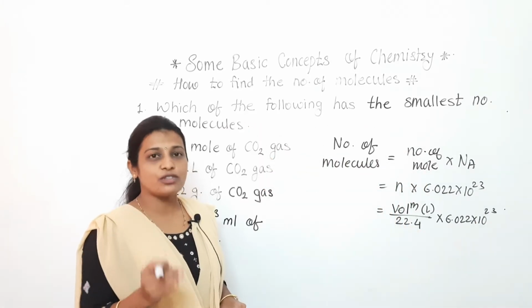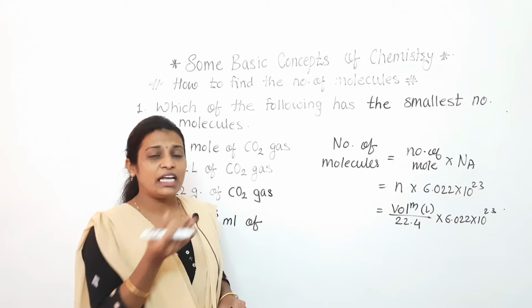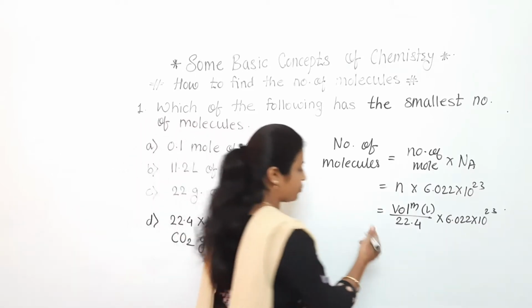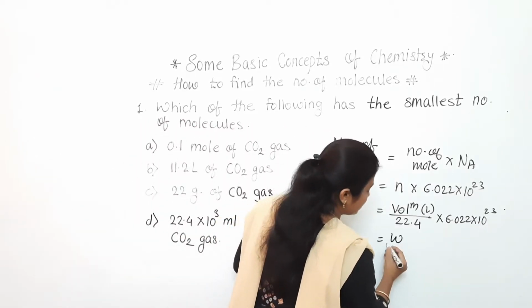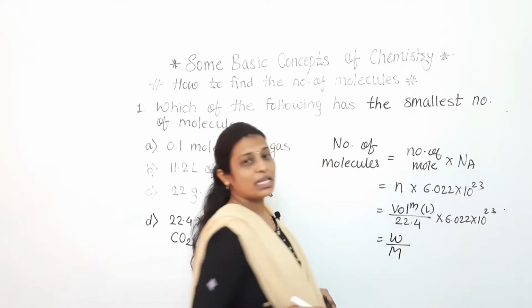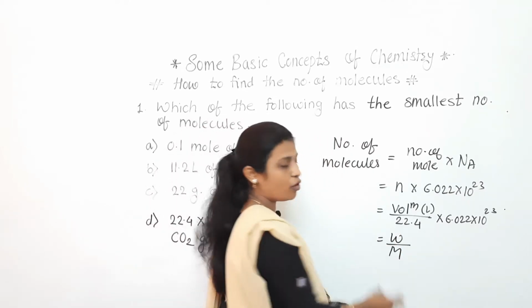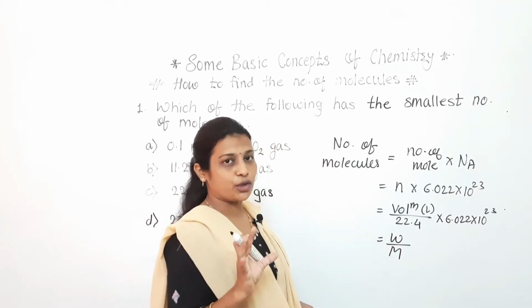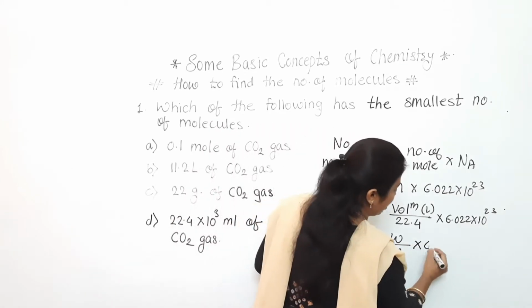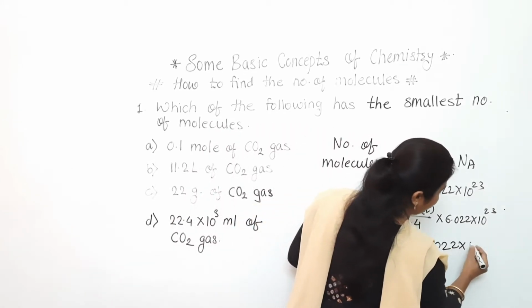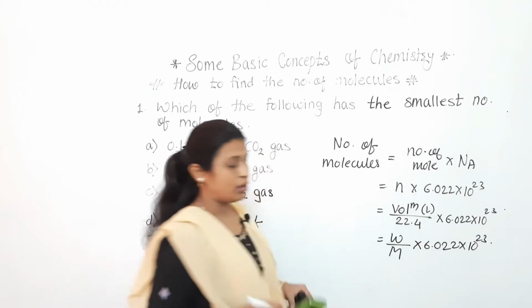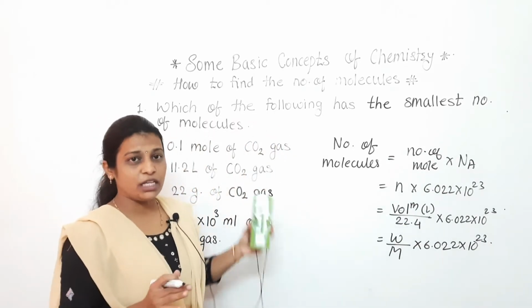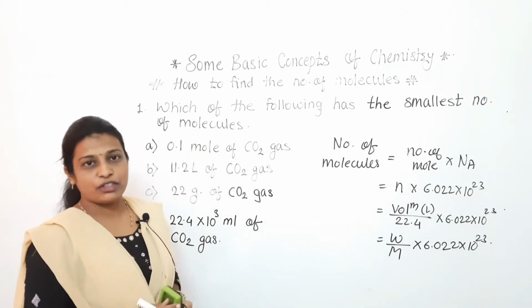If mass of the substance or solute is given, then which formula should we use? For that we should know the formula, that is W by M. W is nothing but the given mass and M is the molar mass of that particular substance, into Avogadro's number, that is 6.022 into 10 raised to 23. Hope you have noted all these formulae. So in this way we will start with the first question.